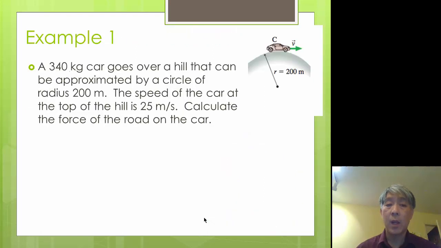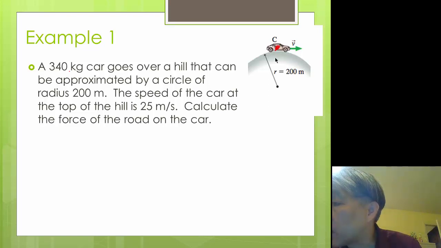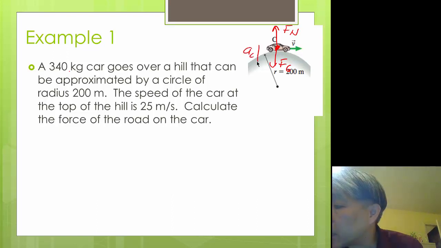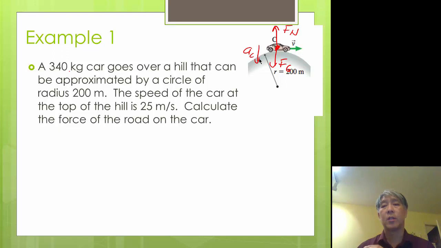Okay? So here's an example. I have a car going over a hill with a certain speed. Any curve can be approximated as a portion of a circle, so that's what we're going to do here. In this case, my car has the force of gravity going down and the normal force going up. And because it's going in a circle of sorts, my acceleration is also towards the center of the circle, or in this case, downwards.